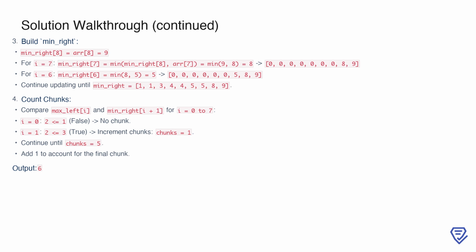With both auxiliary arrays built, we can now count the number of chunks. To do this, we compare the values in max_left and min_right for adjacent indices. Specifically, for any index i, if max_left[i] is less than or equal to min_right[i+1], it means we can split the array at that point. Starting at index 0, we find that the condition is false. However, at index 1, the condition is true, so we increment the chunk count to 1. We continue this process until the end, finding a total of 5 valid splits. Adding 1 for the final chunk gives us an output of 6 chunks for this example.